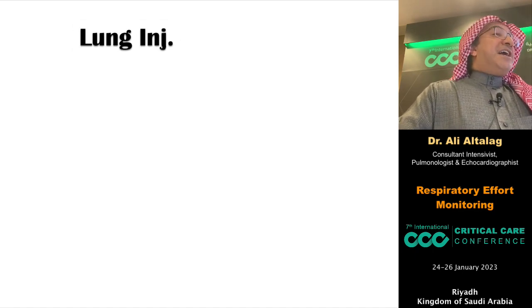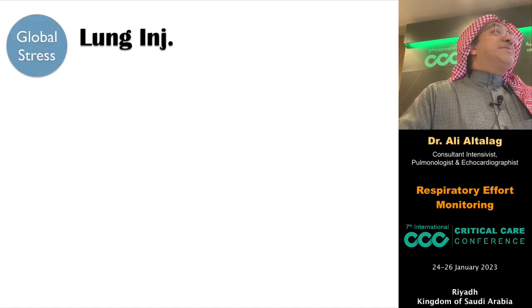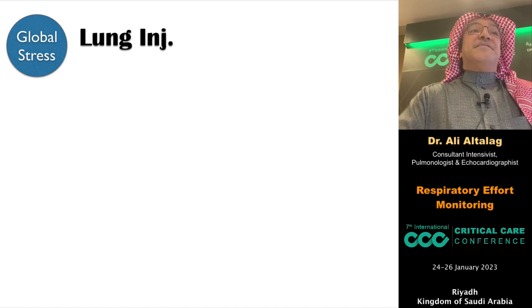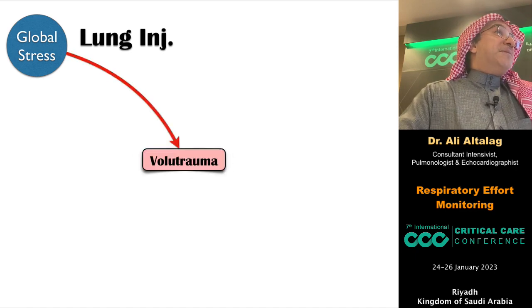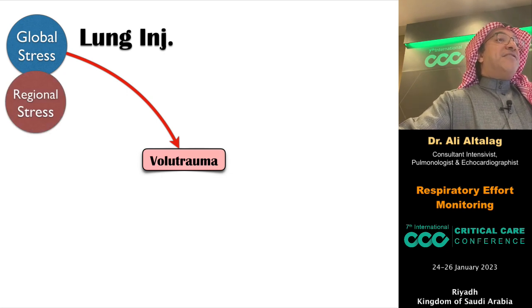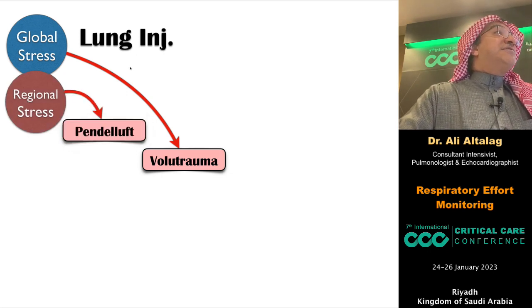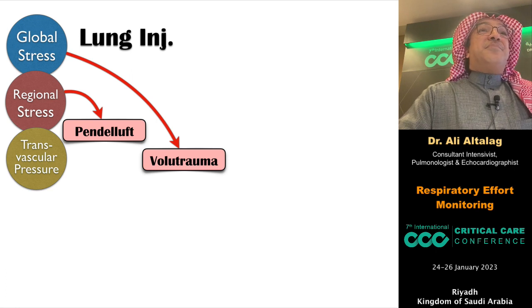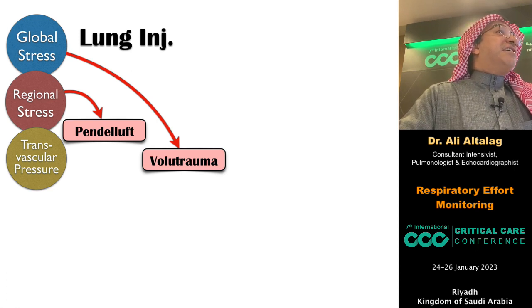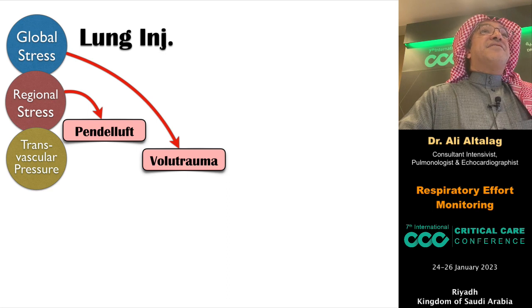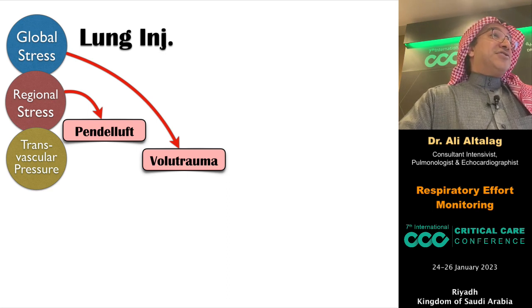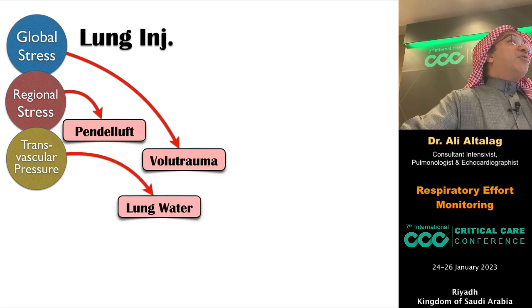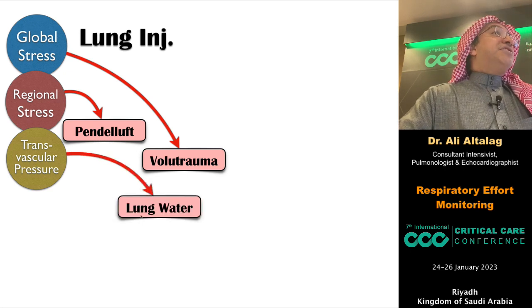lung injury can happen because of increased global stress to the lung when the tidal volume is delivered. And this will cause volutrauma. Because of Pendelluft, you will have increased regional stress to certain areas of the lung, and this will cause regional injury of the lung. Now, your patient is creating a tremendous amount of negative intrathoracic pressure because of assisted ventilation. And this will increase the transvascular pressure, attracting more fluid to the lung, causing increased lung water, which is bad.